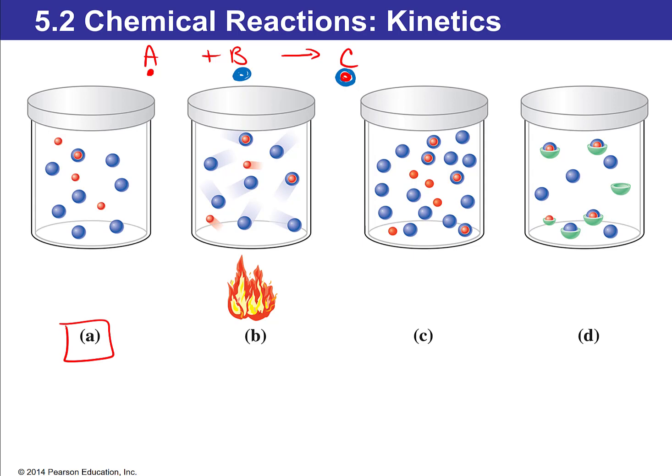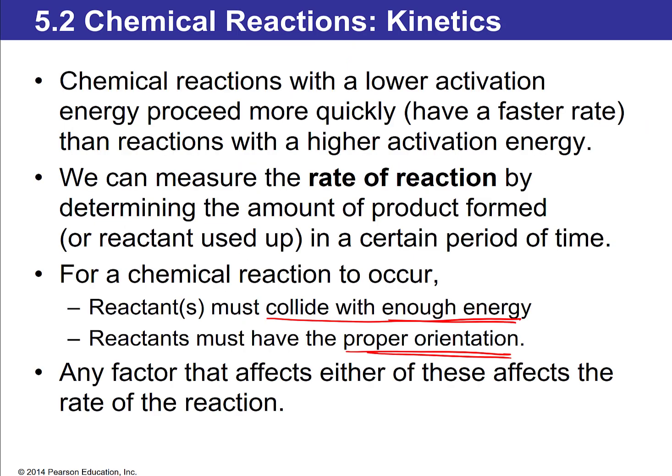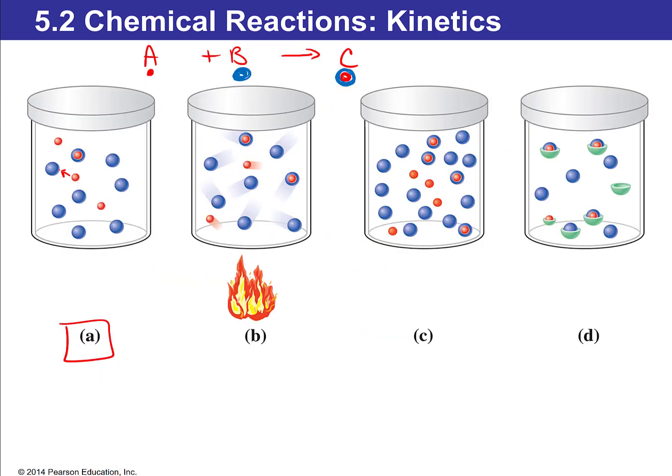So if we mix them together, we've got to have them moving around. They're going to have to come in contact with each other. They have to come in contact in the right orientation with enough energy in order for the reaction to occur. One way we can speed them up is by doing B. So what is B showing?